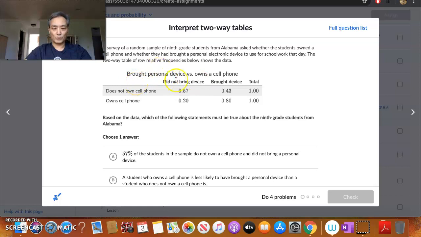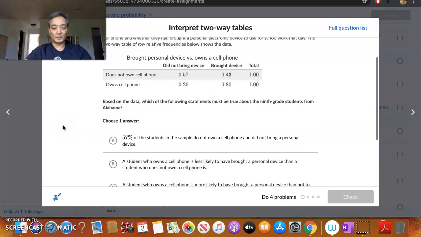Those students who brought personal devices versus owning a cell phone. So here is owning the cell phone, and these are the personal devices. Based on the data, which of the following statements must be true about the ninth grade students from Alabama? Okay, so the first thing that I'm going to ask you is, if you look at this data, it says it's row relative, correct?